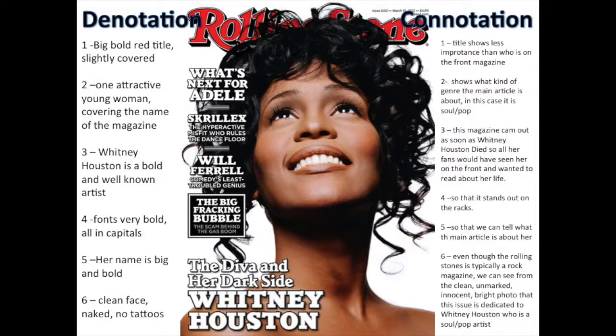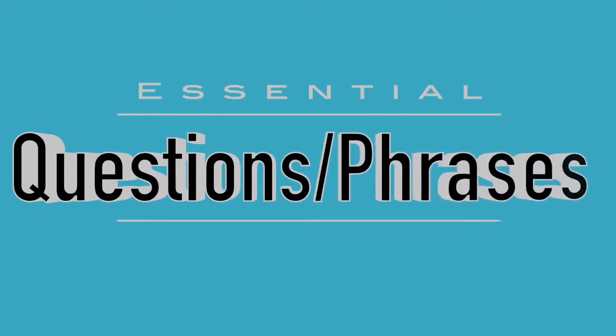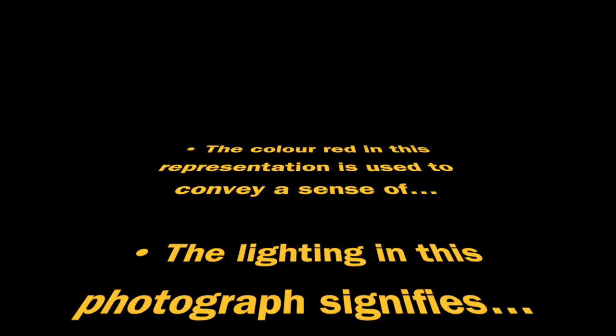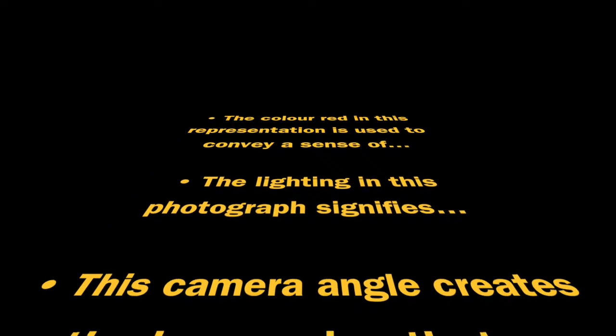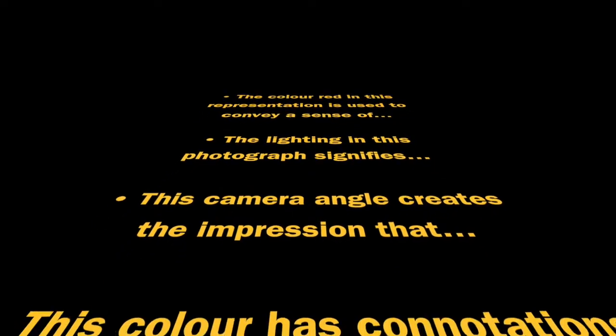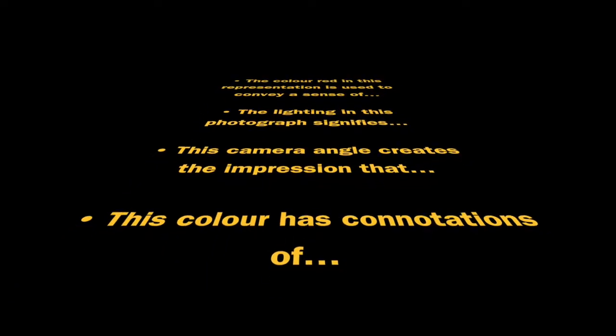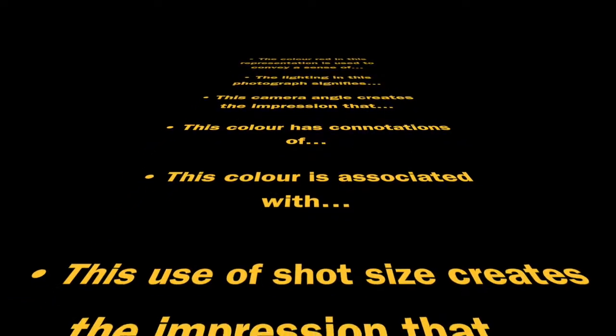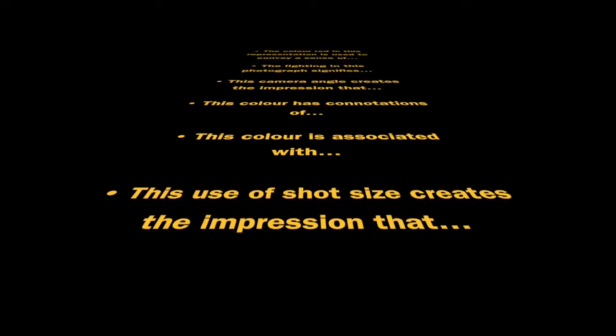When you describe the representation, you need to describe what is in the representation, referring to appropriate codes and conventions. Some essential questions or phrases include: the colour red in this representation is used to convey a sense of. The lighting in this photograph signifies. The camera angle creates the impression that. This colour has connotations of. This colour is associated with. The use of shot size creates the impression that.